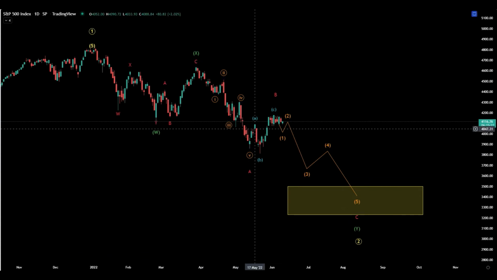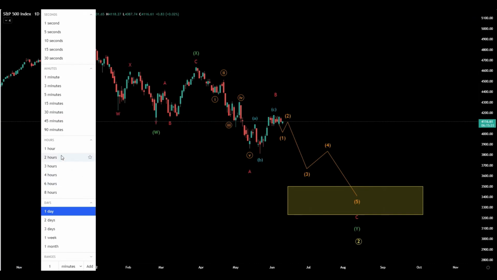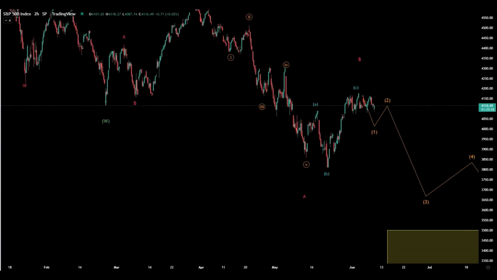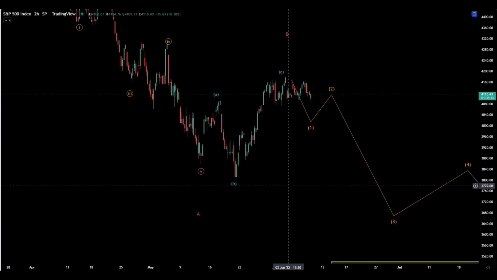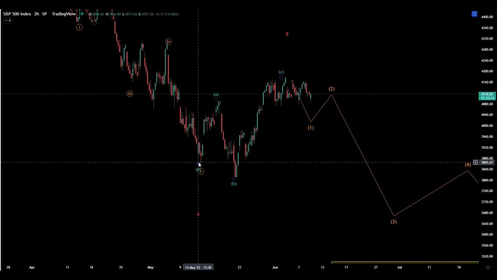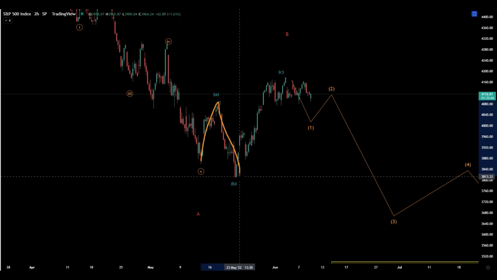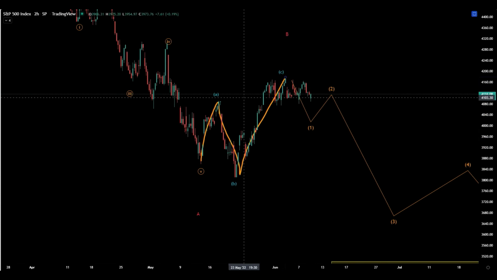Okay, if we go down to a smaller time frame, we can see the expanded flat. I don't like to do it all the time, but just to peek. All right, we'll come down to the 2-hour to peek at this little expanded flat, which appears to be done. Okay, you have a 3-wave move here. This is a B wave, by the way. Okay, a 3-wave move here, a 3-wave move here, and a 5-wave move here. 3, 3, 5, expanded flat.